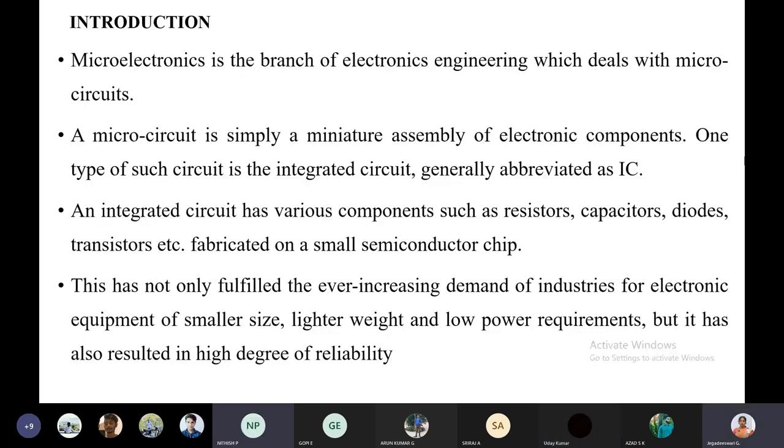Electronics will be compact in size, ma'am. Small size. Can you please tell me any example? Mobile, laptop. Electrical means somehow it will be larger in size, ma'am, like a fan. Yes, very good.